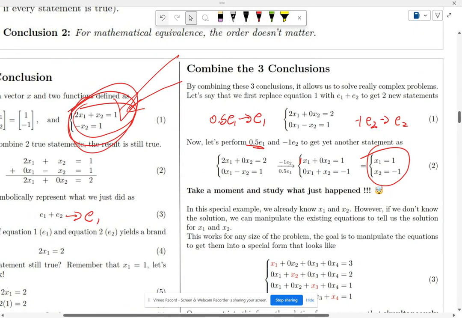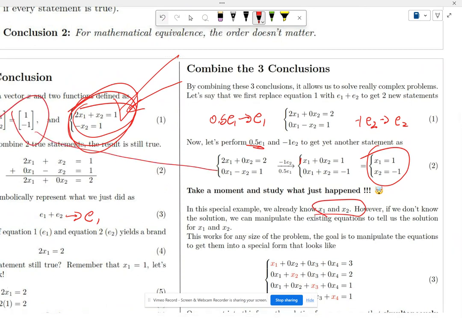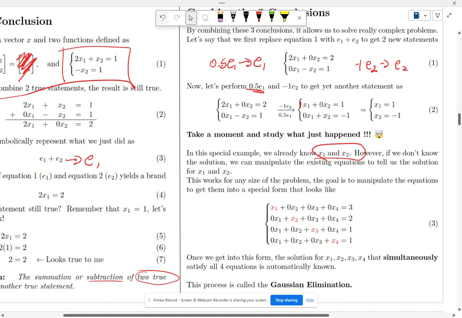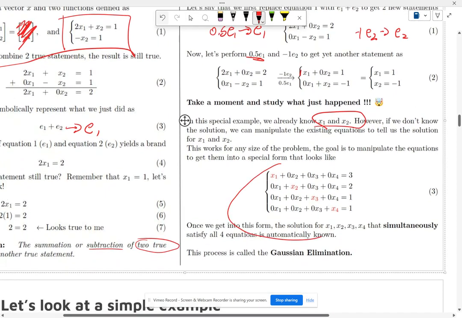Now, in this example, like I told you, we already know what x1, x2 is, and look how it matches. However, most of the time, we don't know. We don't know what x1, x2 is, and we're trying to find x1 and x2. Okay? So the goal is to manipulate. So here's 4 equations and 4 unknowns.